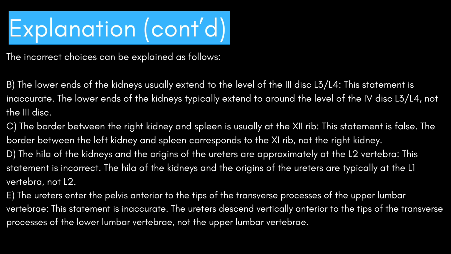E. The ureters enter the pelvis anterior to the tips of the transverse processes of the upper lumbar vertebrae. This statement is inaccurate. The ureters descend vertically anterior to the tips of the transverse processes of the lower lumbar vertebrae, not the upper lumbar vertebrae.